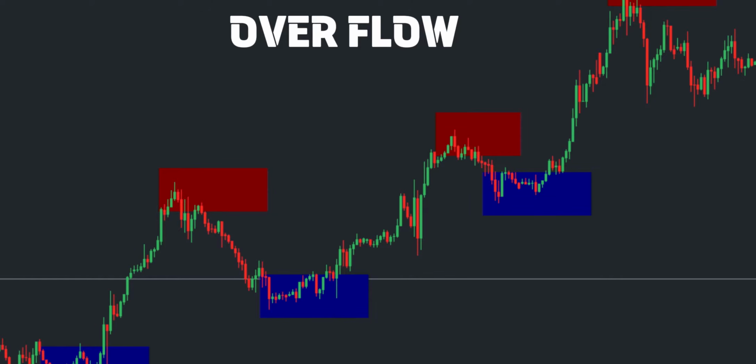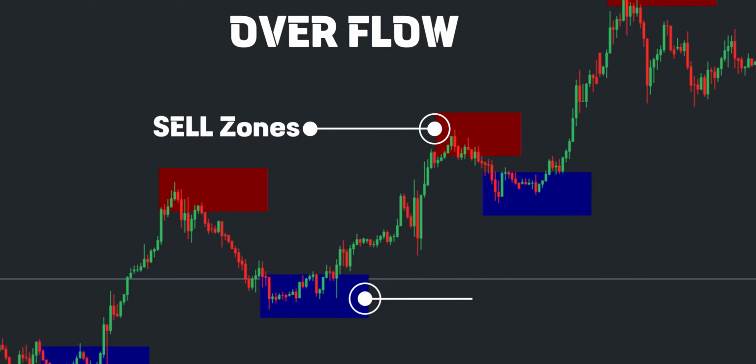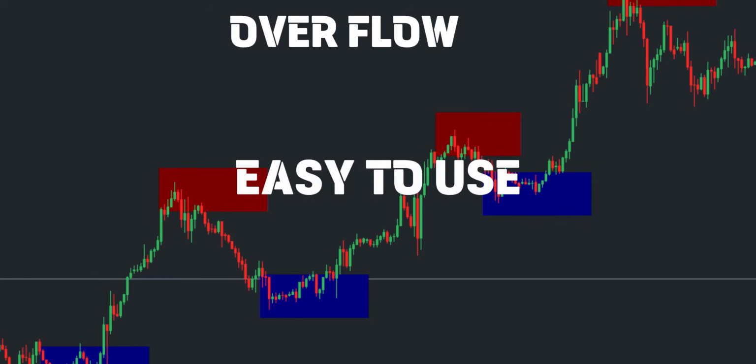So this is how our indicator looks like after firing it up. These red blocks indicate sell zones and the blue zones indicate buy zones. Guys, these indicators are so easy to use and easy to understand.